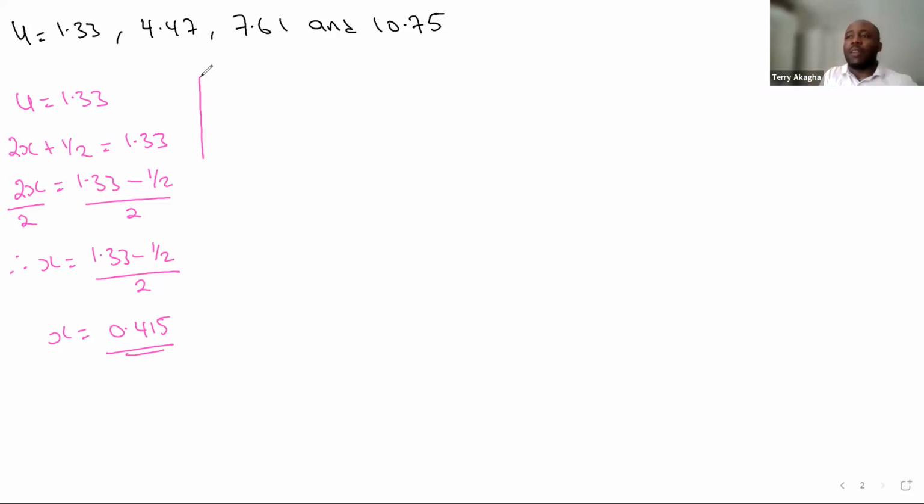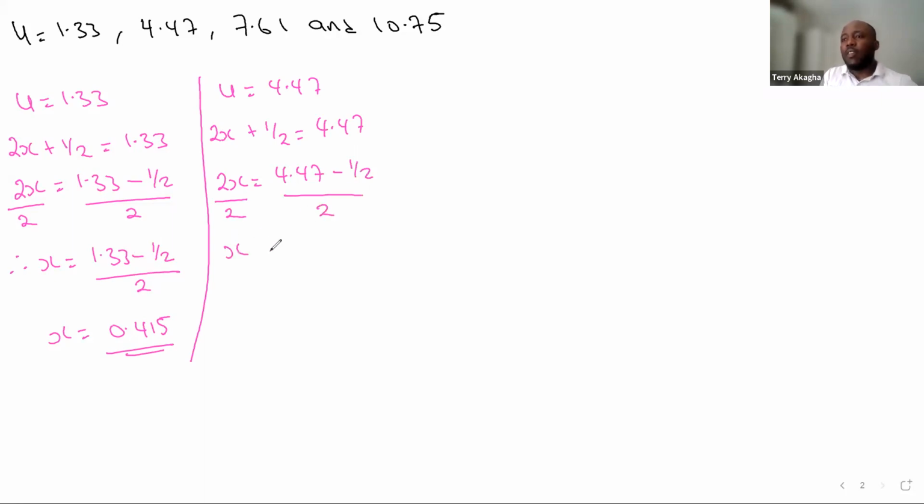So basically, what we need to do is subtract half and divide by 2 for each of them. Now the next angle for U, which is 4.47, is the same thing. 2x plus half is equal to 4.47. Take half to the other side, so 2x is going to be 4.47 minus half. Divide both sides by 2, so x is going to be 4.47 minus half divided by 2, which is 1.99.